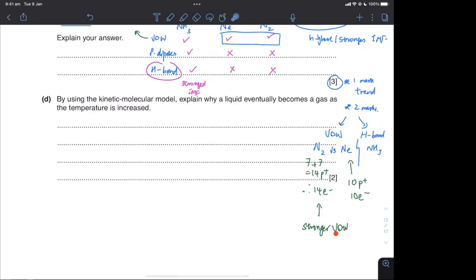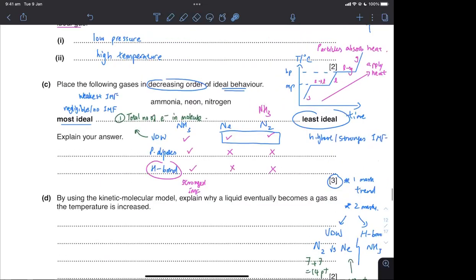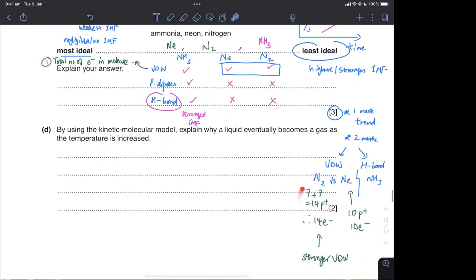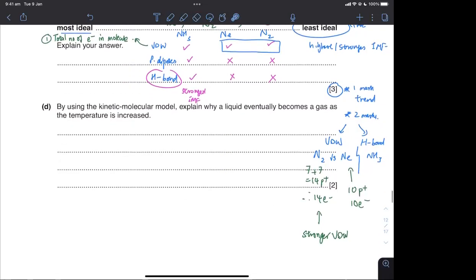Okay, if you have stronger van der Waals, this one will have less negligible intermolecular force. So this one will have the most negligible intermolecular force, will have the weakest intermolecular force. So neon is the most ideal and not the other one. So what happened then is I should just put in my order. So NH3 and then neon is the most ideal and then N2 is the second most ideal there. Okay, hopefully that makes sense. In terms of explanations, talk about these for the van der Waals, talk about the ability to form hydrogen bond between the NH3 and you should be all right there.